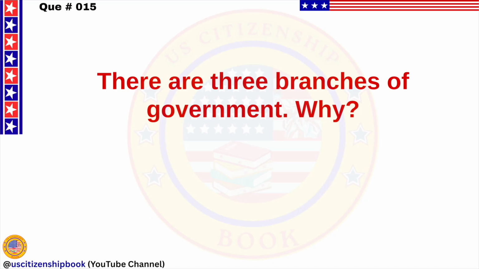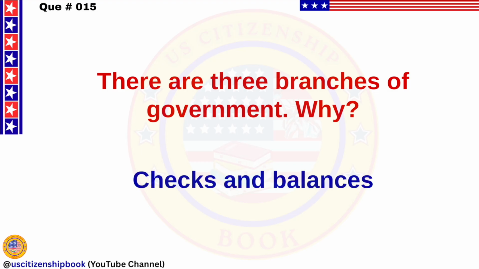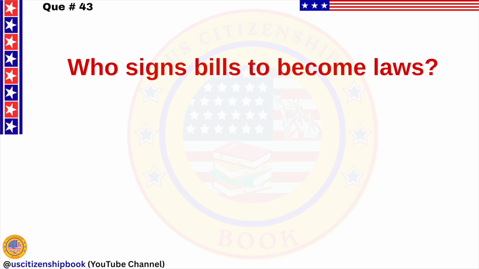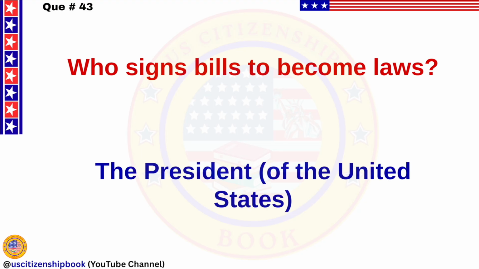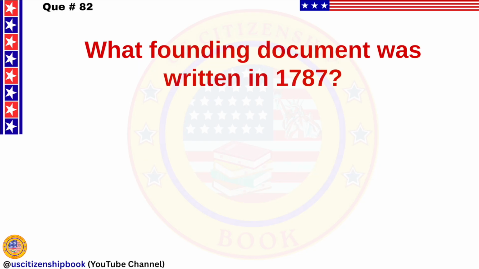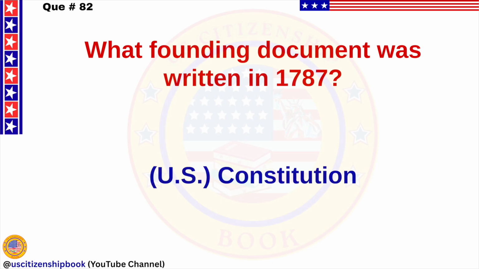There are 3 branches of government. Why? Checks and balances. Who signs bills to become laws? The President of the United States. What founding document was written in 1787? U.S. Constitution.